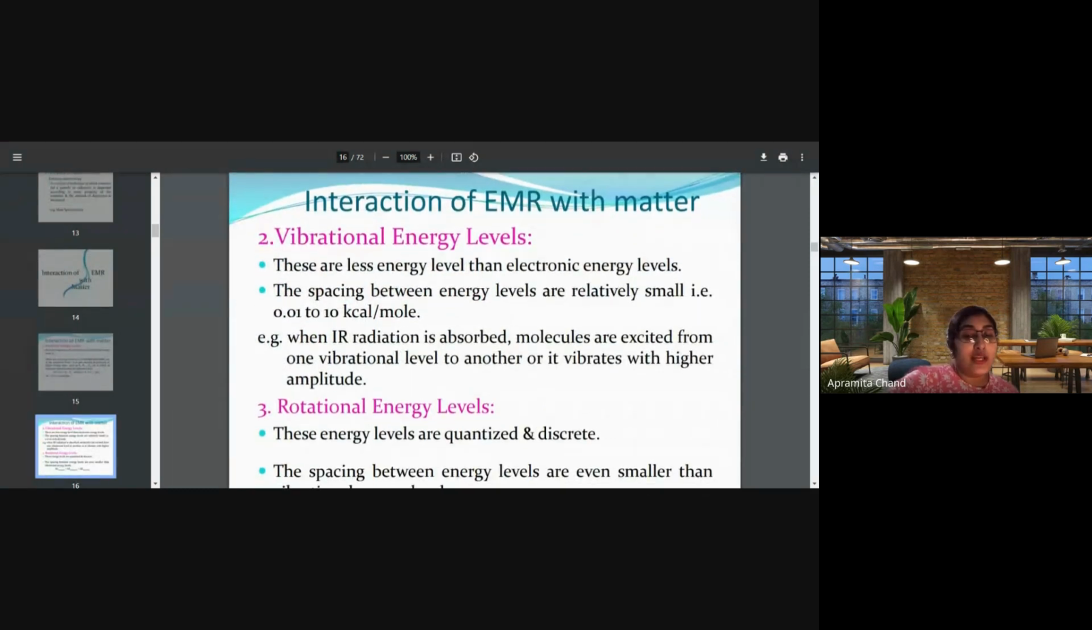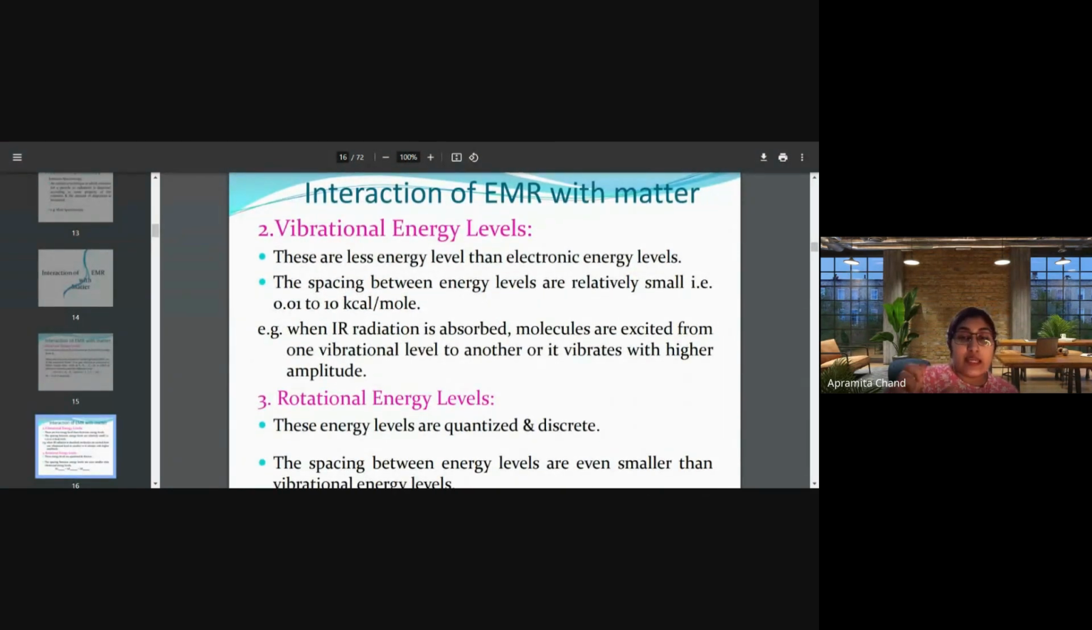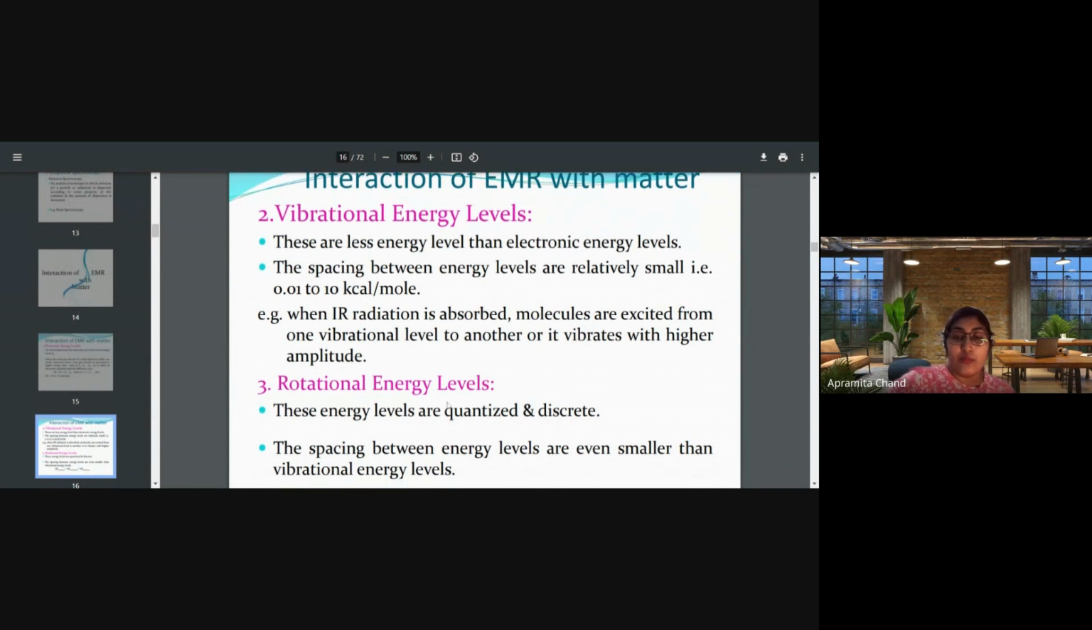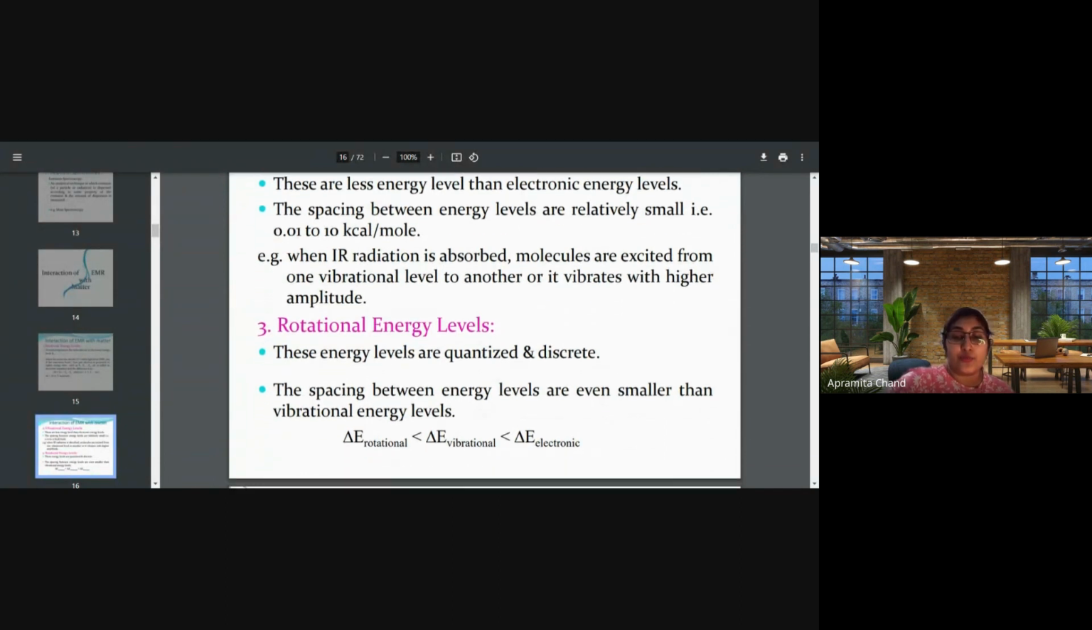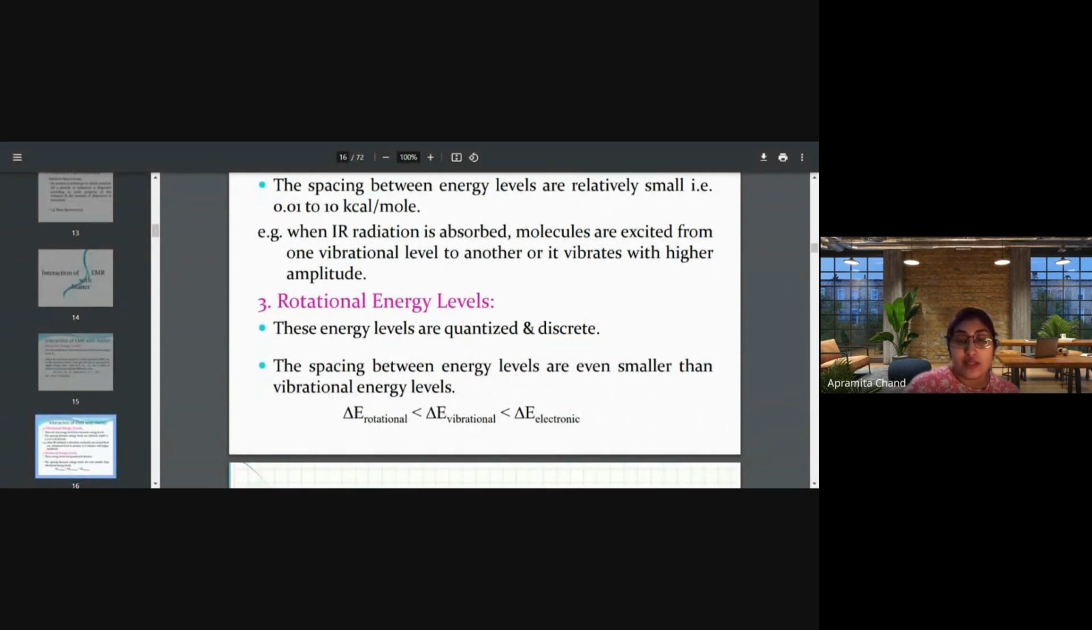Similarly, for vibrational energy levels, the spacing is relatively smaller. The spacing between the energy levels is very small, so there are also fewer energy levels than the electronic energy levels. When radiation is absorbed, the molecules are excited from one vibrational energy level to another, or that particular molecule will vibrate with a higher amplitude. Similarly, for rotational energy levels, compared to vibrational and electronic transition levels, the spacing is very, very small. The energy levels are also quantized and discrete.